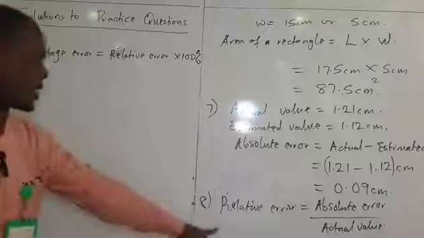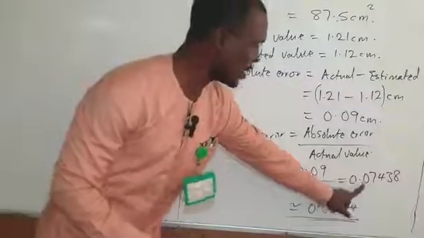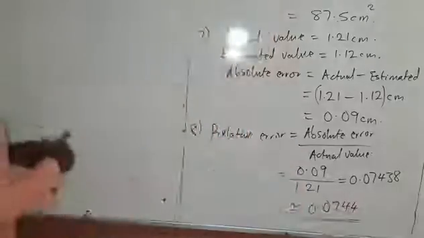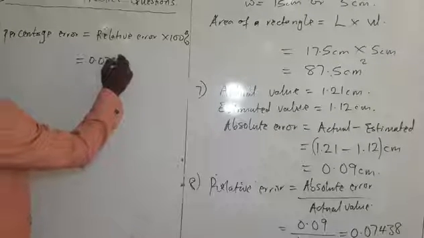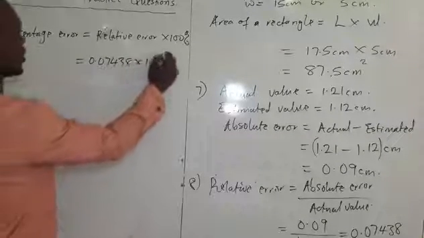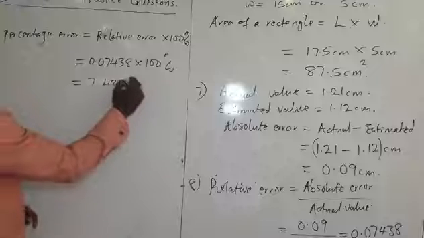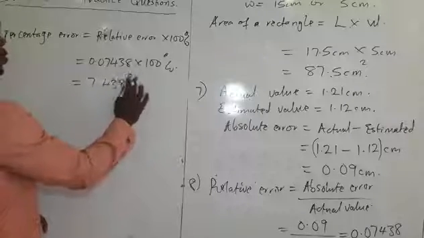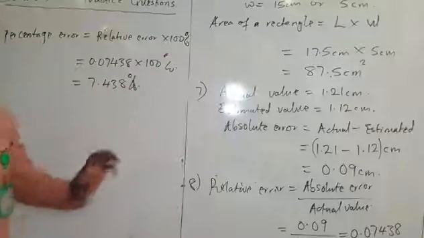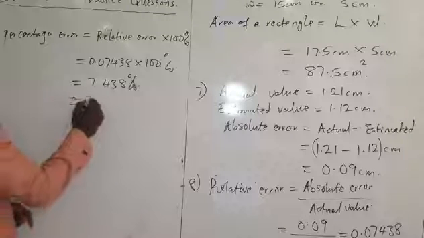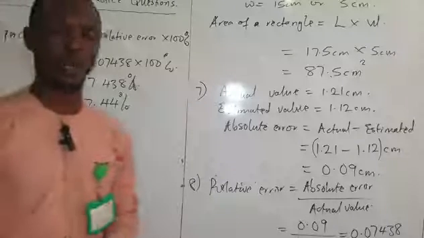So if you now check question 8, question 8 is on relative error. And what's the answer to relative error? That is 0.07438. So we are taking that answer, which is our relative error, 0.07438, then multiply by 100%. So we have 7.438%. The question asks us to correct the answer to 2 decimal places, so 2 decimal places of this will be 7.44%. So that is the answer to question number 9.